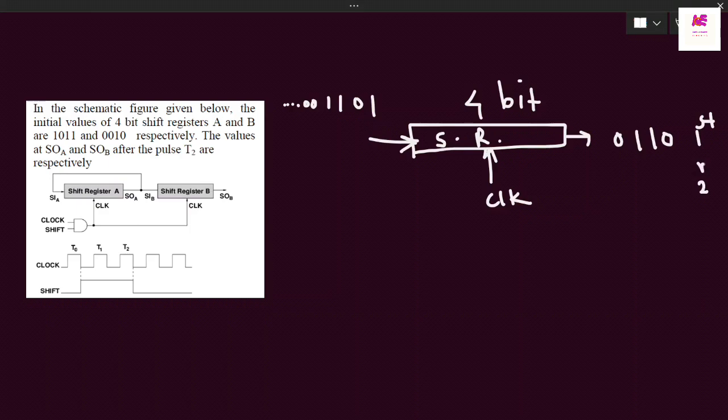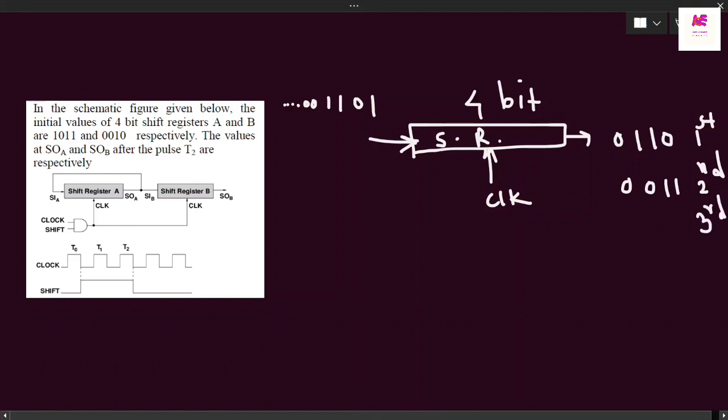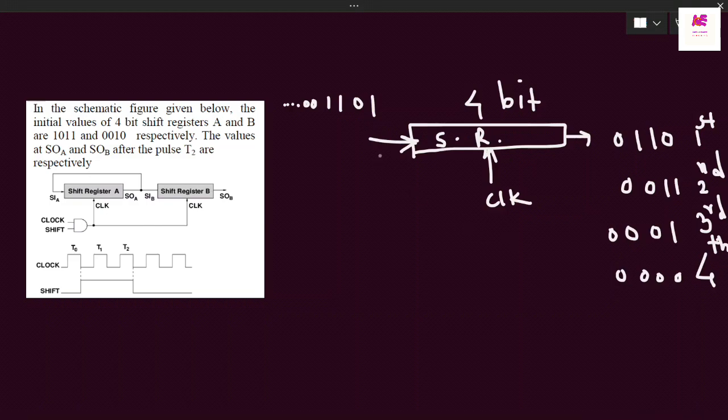Now after the second clock cycle, what I'm getting is 0, 0, 1, 1. This 0 will disappear. After the third clock pulse, what I'm getting is 0, 0, 0, 1, so this one will disappear. And after the fourth clock cycle, I'm getting the output 0, 0, 0. This means that data is shifted from left to right. After the first clock cycle we get 0, 1, 1, 0, and likewise, 1-bit data will be shifted towards the right.